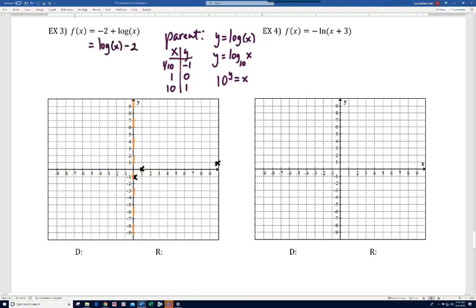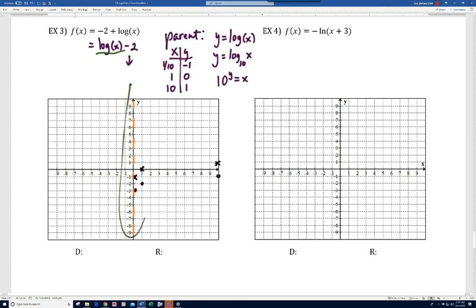the common log of x minus 2. The key is the minus 2 is not with the x, it's separate. It's separate from the function part. And so this is going to cause a vertical shift. In fact, a lot of times books will put the minus 2 first. But this is going to be a vertical shift down 2. And so let's go ahead and move our points down 2.